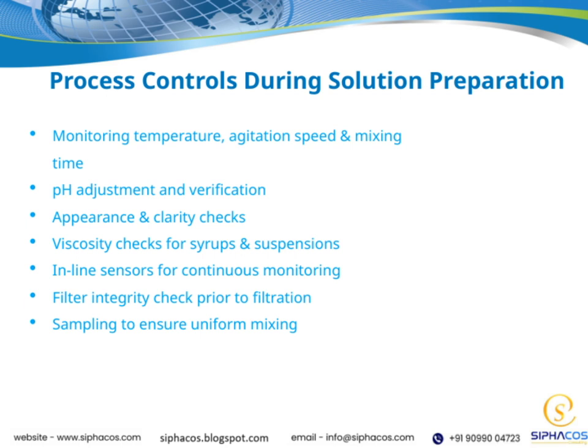This step confirms that the filter is properly functioning and free of defects, preventing contamination or loss of product down the line. Finally, sampling is conducted to verify uniform mixing. Taking representative samples ensures that the entire batch is consistent and meets quality specifications. All these controls work together to ensure our solutions are prepared safely, effectively, and in accordance with quality standards. They are fundamental to maintaining the integrity of the entire manufacturing process.